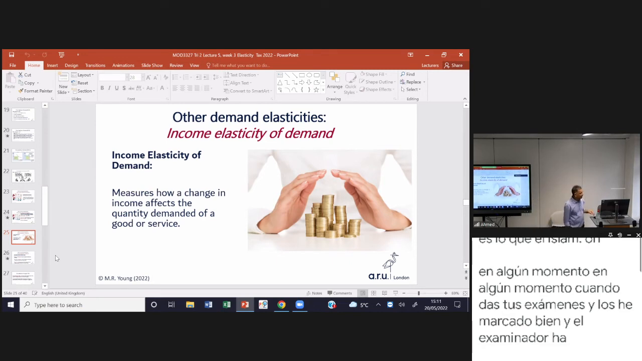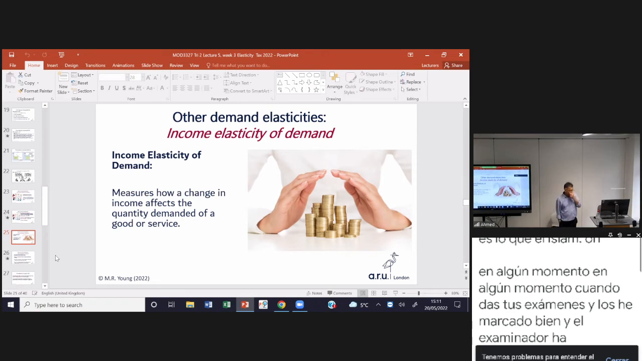So we've done cross-price elasticities, income elasticity, and what's the first one? The first one was price elasticity.